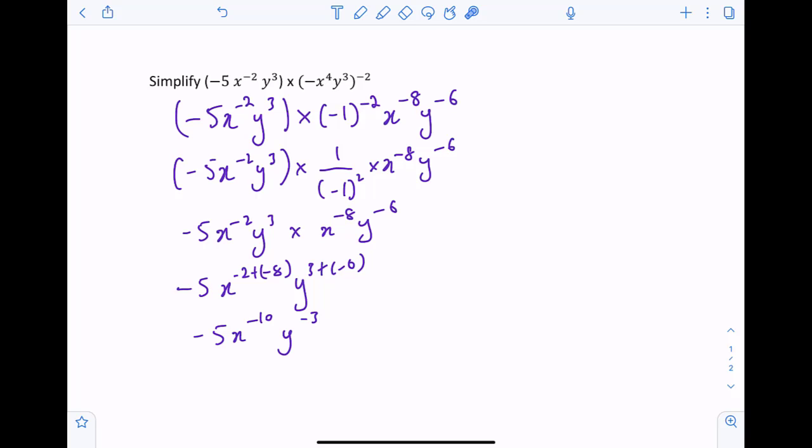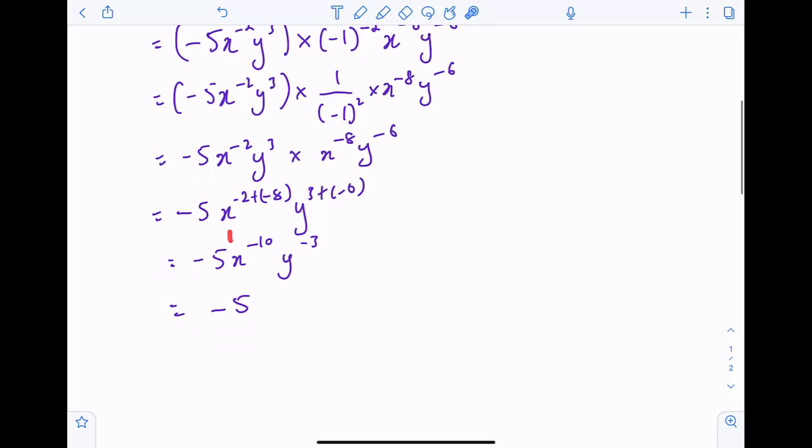Change it to positive index notation for best presentation. Negative 5 remains at the top because negative 5 has a power of 1. And this is over x to the power 10 y cubed. Final answer for this question.